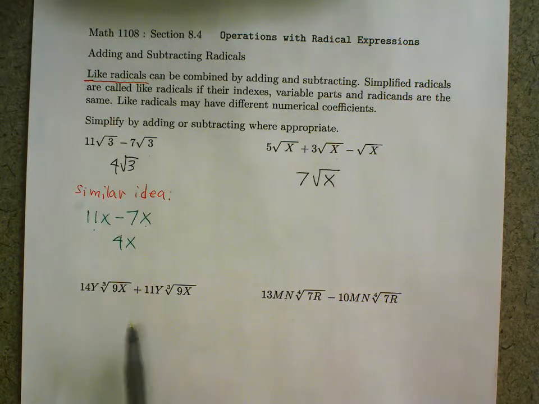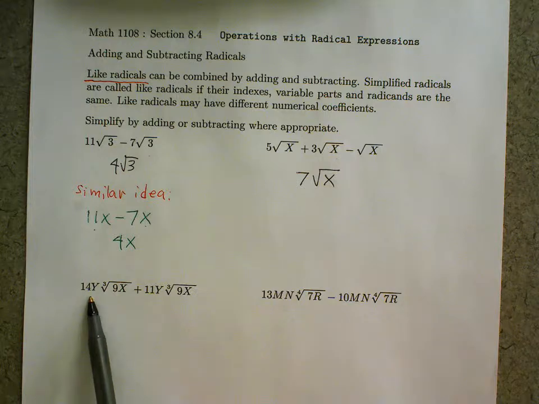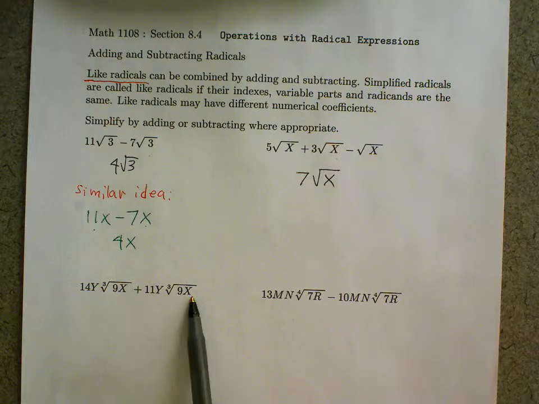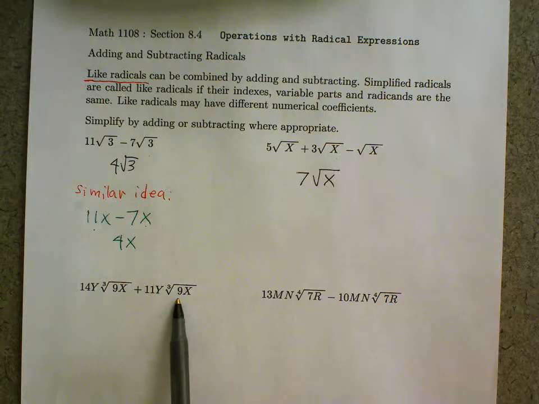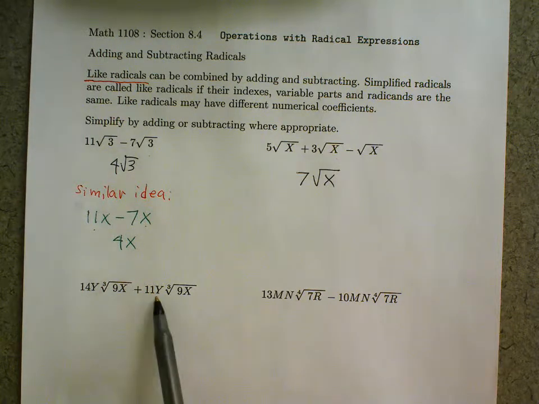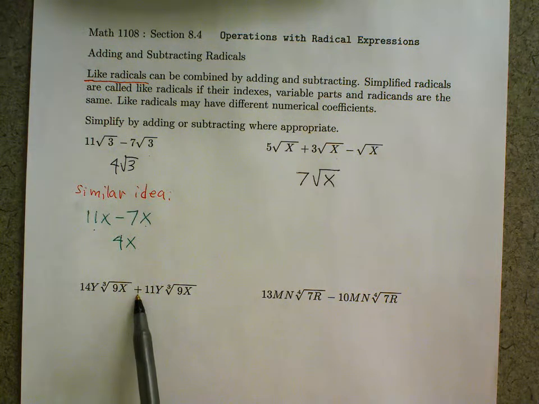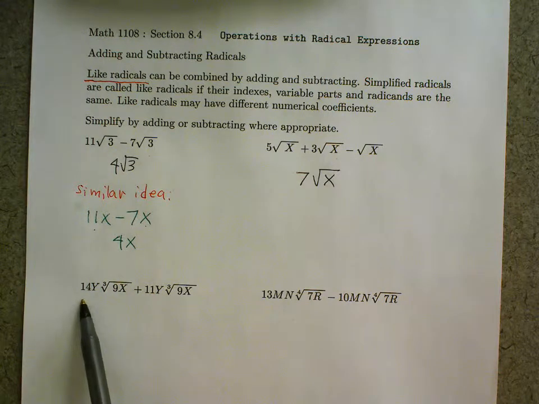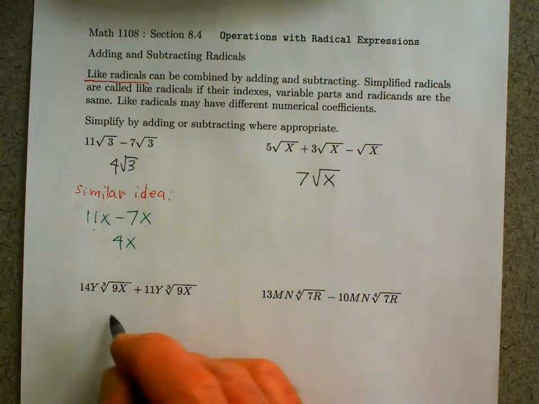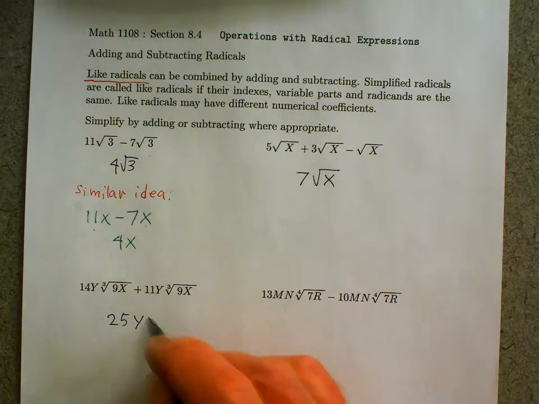The next example: 14y times the cubed root of 9x plus 11y times the cubed root of 9x. The cubed root of 9x cannot be simplified further because the largest factor of 9x that's a perfect cube is 1. The cubed roots are identical, and on the outside we have the variable y that appears in both. So these are like radicals, and they can be combined by adding. That means 14y times the cubed root of 9x plus 11y times the cubed root of 9x simplifies to 25y times the cubed root of 9x.